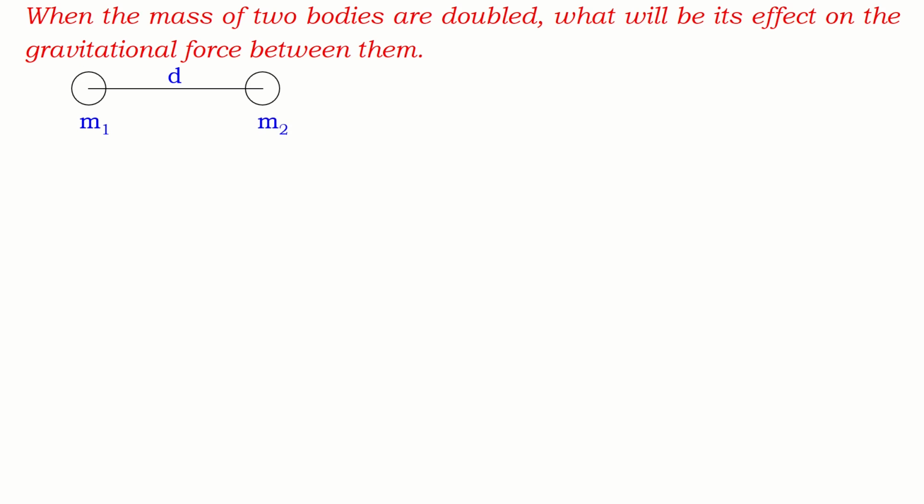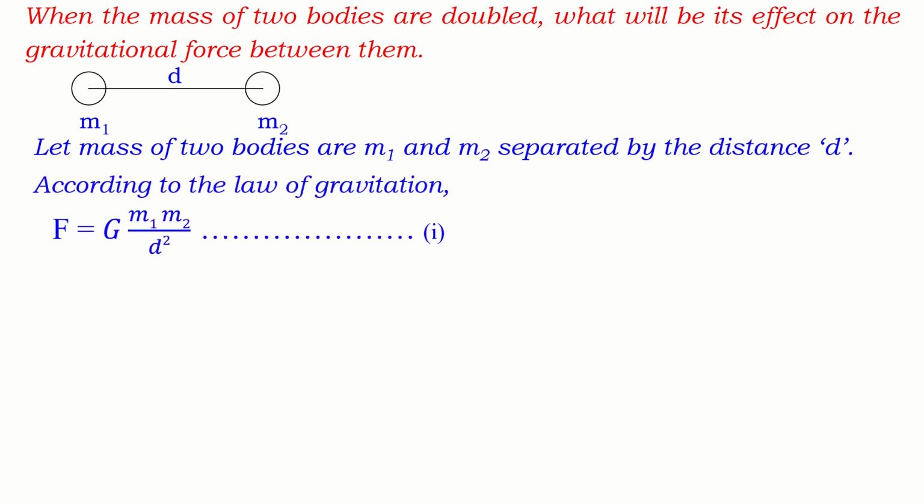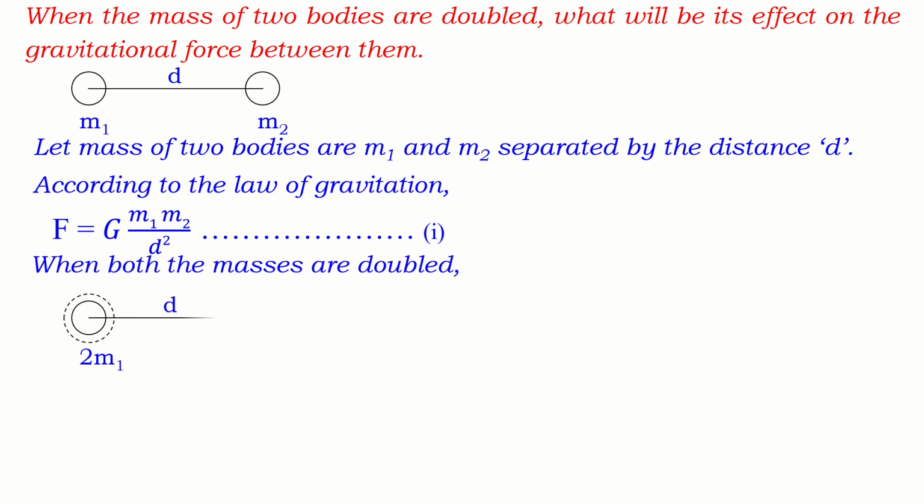If we have two masses m1 and m2 separated by distance d, then according to the law of gravitation, F equals G m1 m2 by d square. This is equation number 1. If both the masses are doubled, then m1 is no more m1, it is 2m1, and m2 also becomes 2m2. Now the new gravitational force will be capital G 2m1 2m2 by d square.